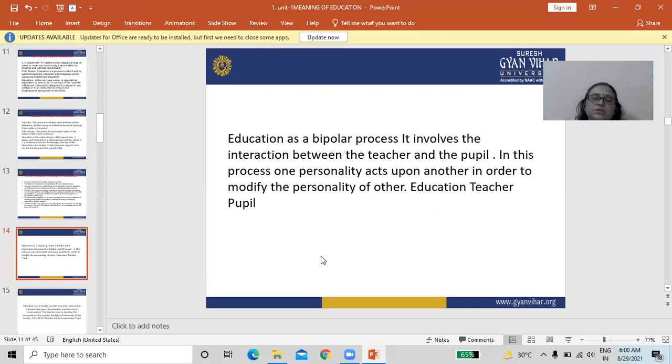Education as a bipolar process involves the interaction between the teacher and the pupil. In this process, one personality acts upon another in order to modify the personality of the other. Education, teacher, pupil.